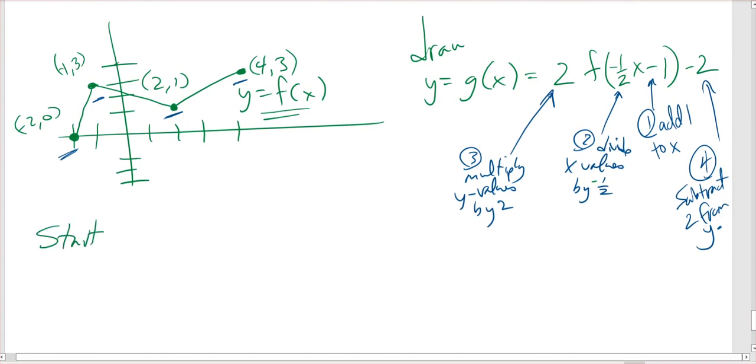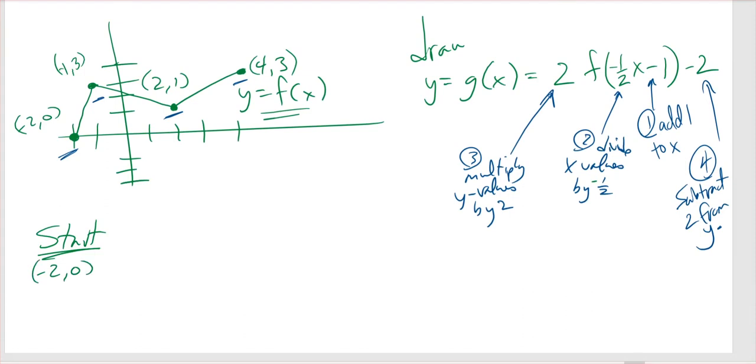Okay, so we're gonna do this just the same way as we did that other one, right? We're gonna start at the points that we know have to be there. So -2, 0 has to be there. -1, 3 has to be there, 2, 1 has to be there, 4, 3 has to be there. All these are connected. We're going to keep that in the back of our head that we're just going to connect the dots once we get there.